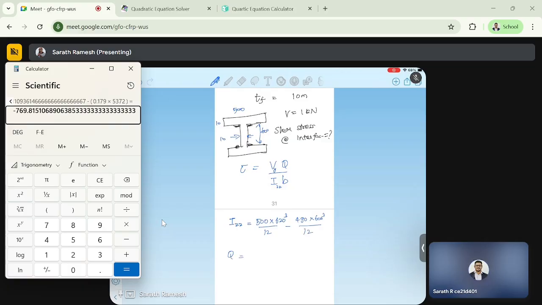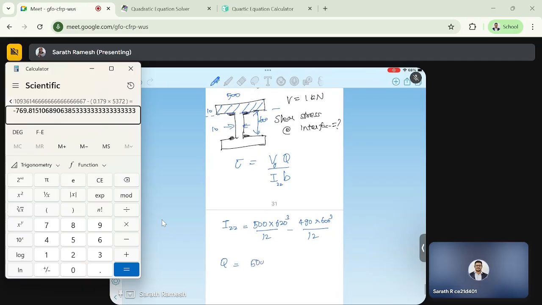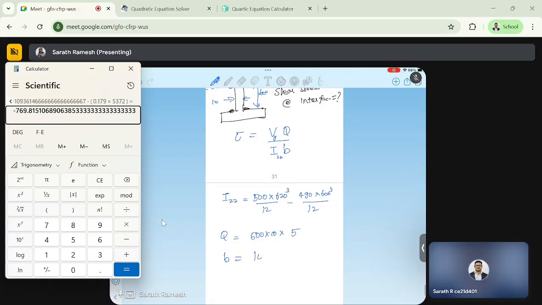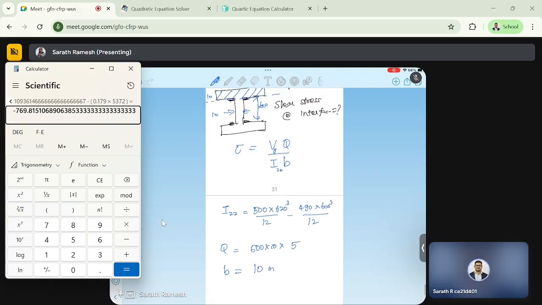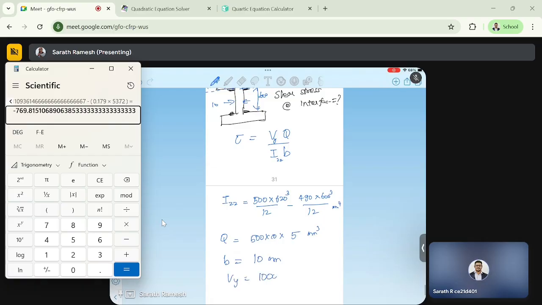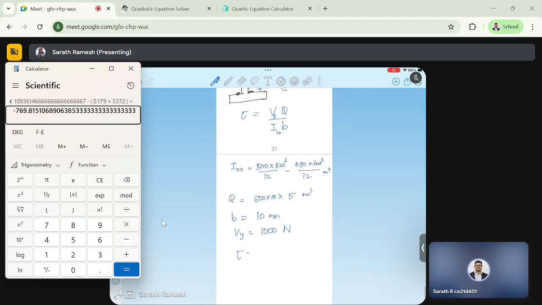What is Q value? Q is nothing but the area into the centroid. Here this is my region which will contribute to this Q. So area of that is 500 times 10 times 5. This is Q. What is B? B is the width at the interface, that is 10, thickness of the web. All these things are in mm cube, mm power 4. Vy is 1000 newtons. Now, when we substitute this, we will end up with the final value of the shear stress, right?